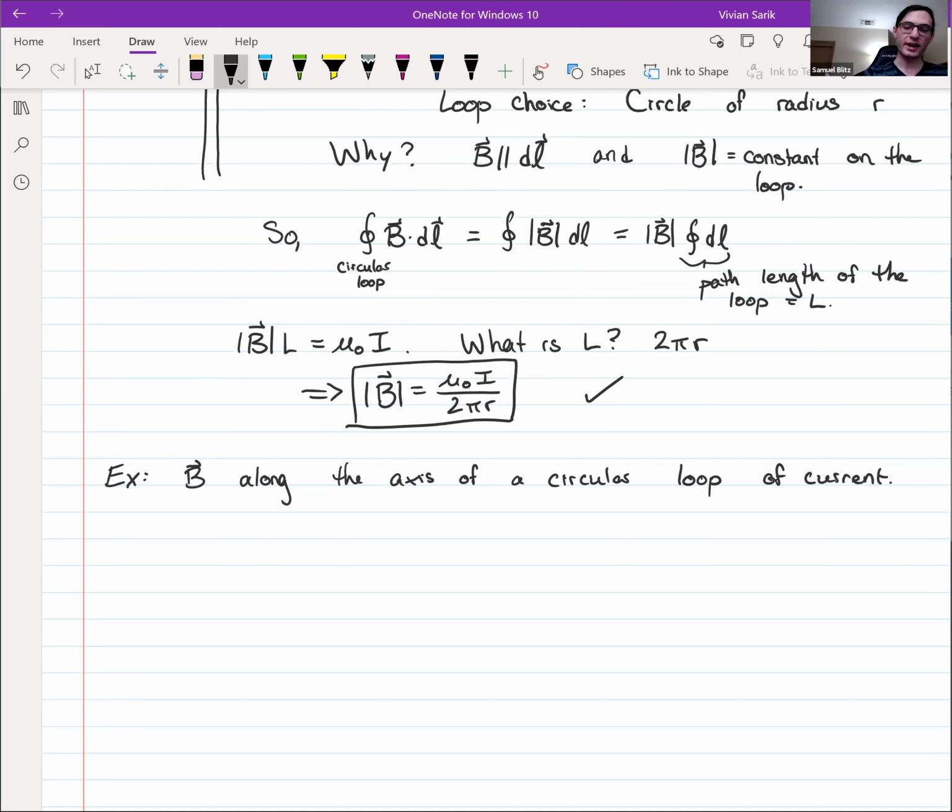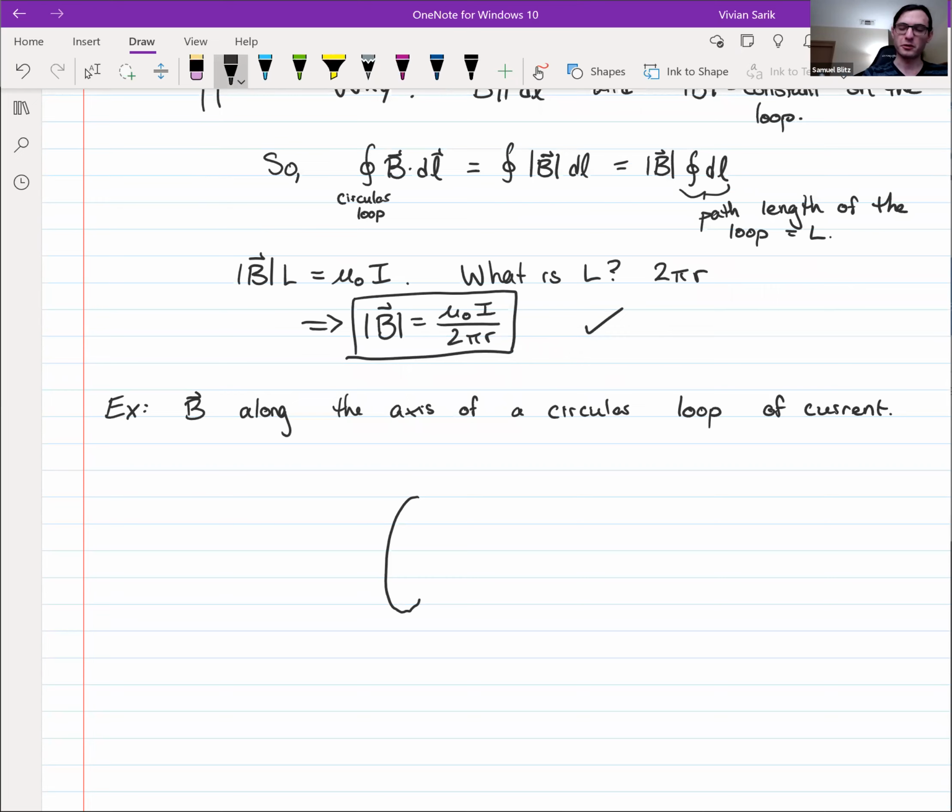Right. So we have a circular loop of current going, so here is the back, here is the front. I always have to do that. So we can't use Ampere's law to solve for the magnetic field along the center line, but we can check our result with Ampere's law.